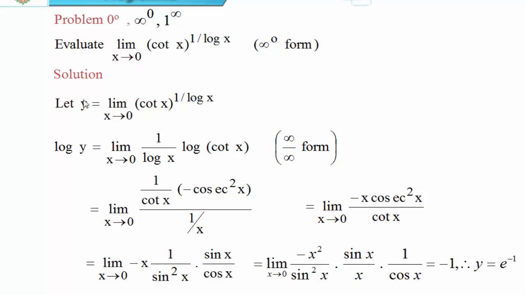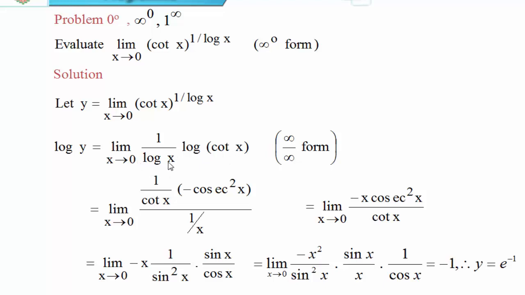Then let y equal to this; we have to assign it as a value of y. We are interested to find the value of y. Taking log on both sides, and we know the log of limit is nothing but the limit of log. After that, using the property of log, the power is in a multiplied form, so 1 upon log x is in a multiplied form. Take log cot x as the numerator and log x as the denominator.